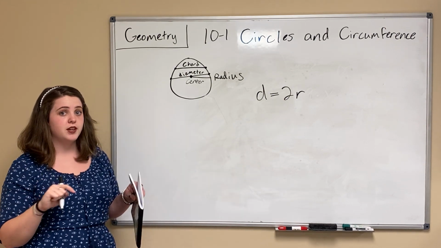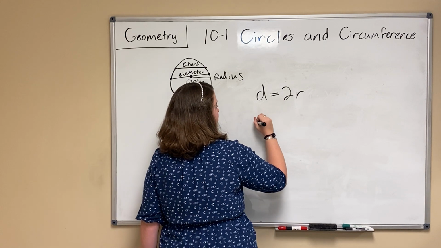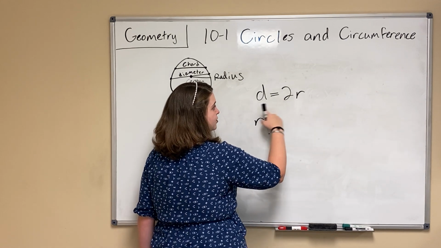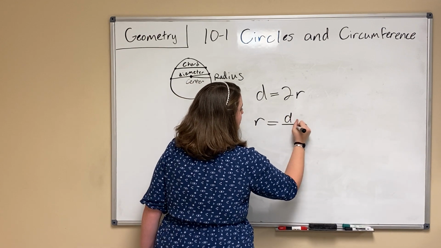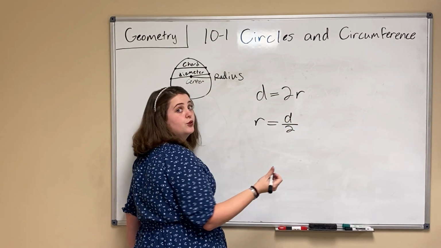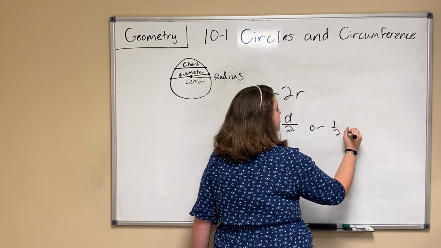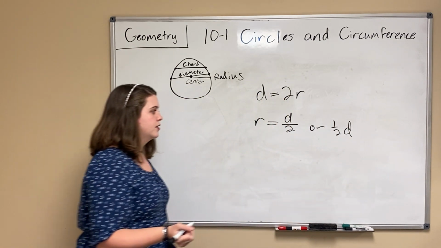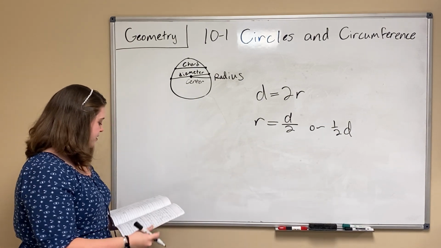Conversely, if I wanted to find what the radius was and I had the diameter, my radius would be, if I solved this equation for r, diameter divided by 2, or you could also say 1/2 times your diameter. Makes pretty good sense so far.